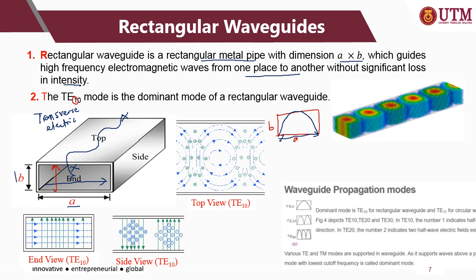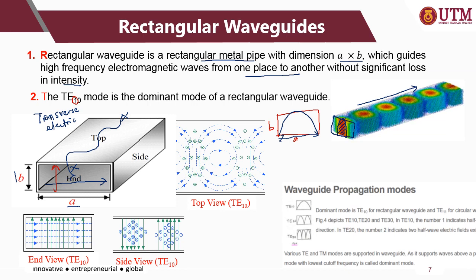Okay, if you cut, this is how the signal travels along the waveguide structure. So when you see it from here, you can see only one peak at this point. So this basically represents the dominant mode TE10, and it's usually at the lowest cutoff frequency.